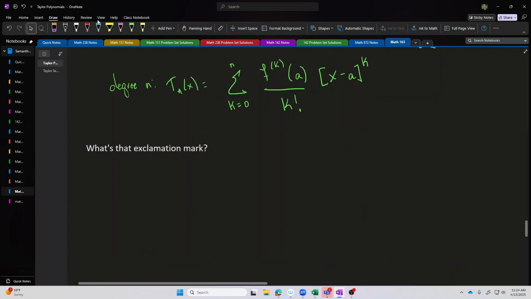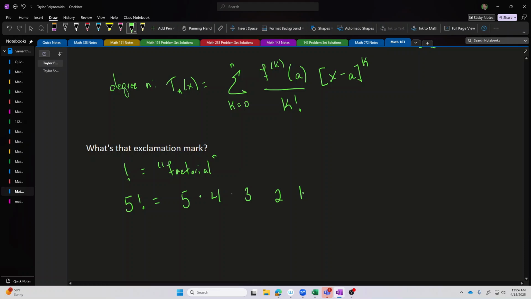If you've never seen the factorial before, if you've never seen this notation, this exclamation point for factorial has the following meaning. If you want, for example, to calculate 5 factorial, then you count down from 5 all the way to 1: 5, 4, 3, 2, 1. And then you multiply all those numbers together. 5 times 4 times 3 times 2, that's what, 120?